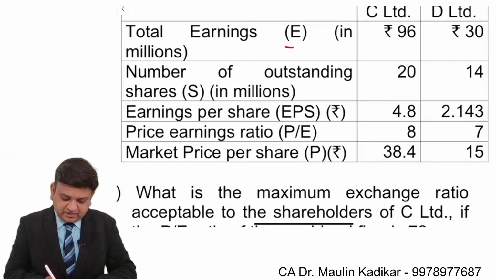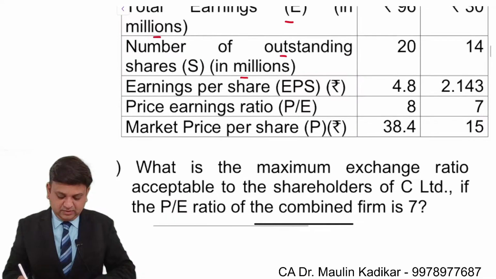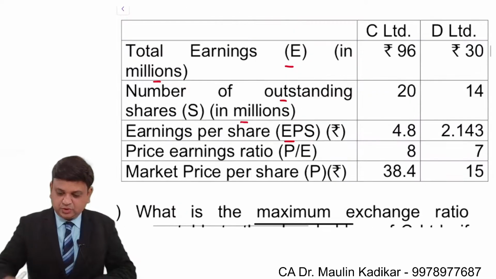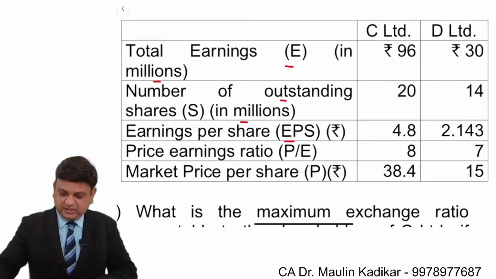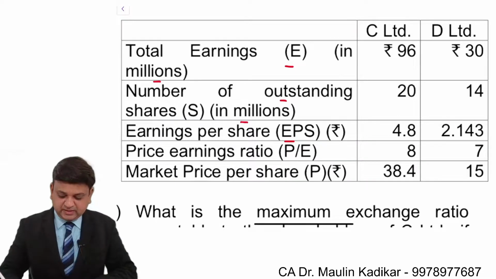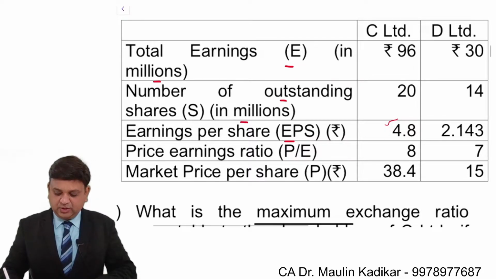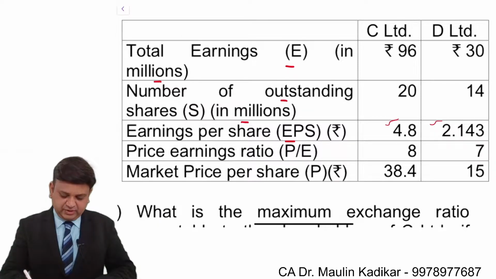Earning is given in million terms. Number of shares are given in million terms. EPS is given. So use your calculator: 96 upon 20, that comes to 4.8. That's correct. 30 upon 14, that comes to 2.1428. So they have taken 2.143. That's fine.